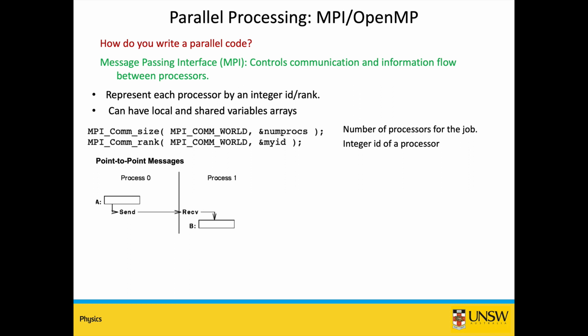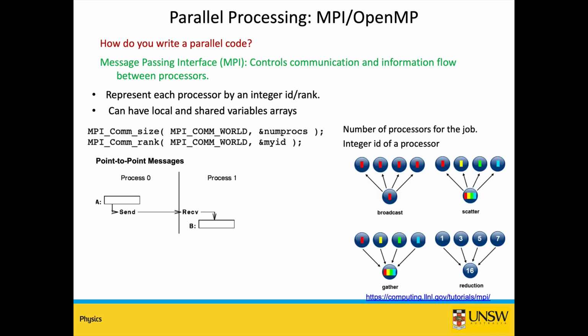You can have one-to-one communication, point-to-point messages. So processor 0, for example, can send a message to processor 1, which will receive the message, and it can send something back again. This is just point-to-point messages between two particular processors.